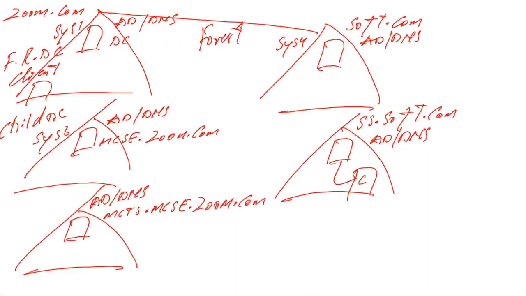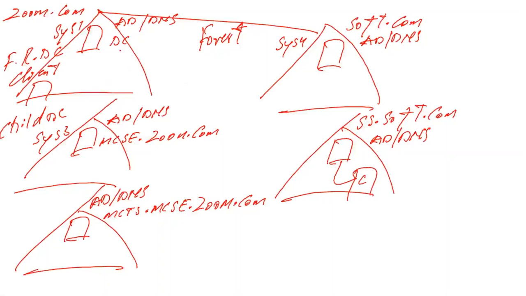Zoom.com is called the forest root domain. So now tell me how many domains we have now. I have 5 domains. Okay, good. How many servers? 5 servers. One is zoom.com, one is MCSC, one is MCTS, one is soft.com, one is ss.soft.com.